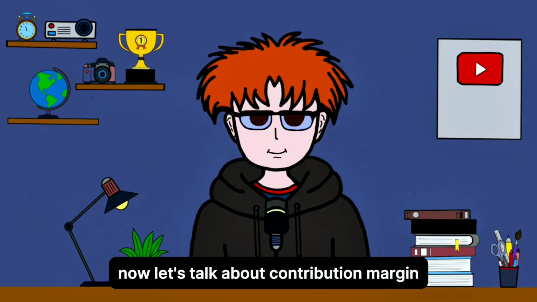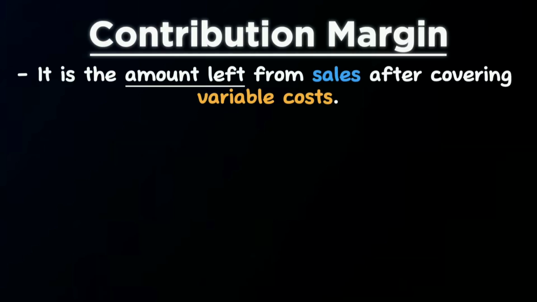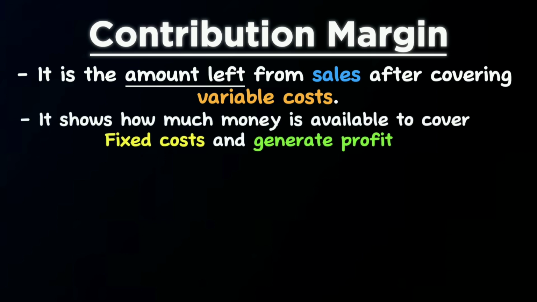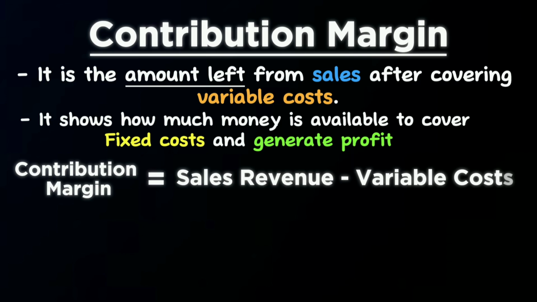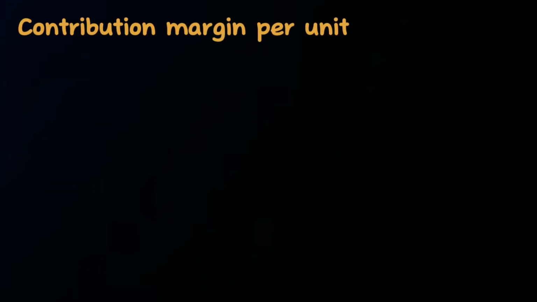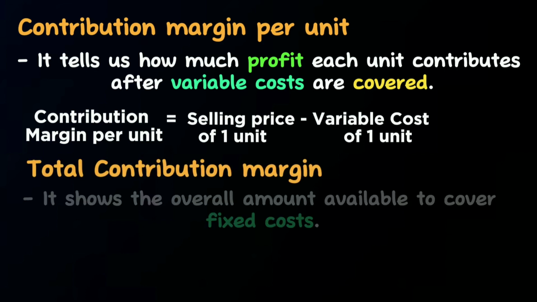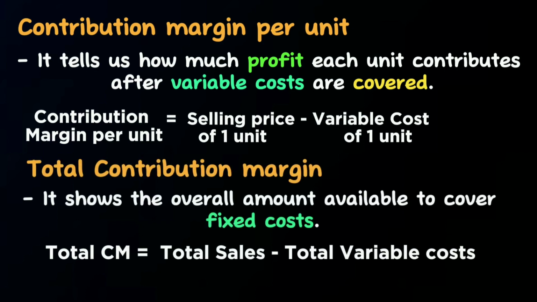Now let's talk about contribution margin, one of the most important concepts in CVP analysis. Contribution margin is the amount left from sales after covering variable costs. It shows how much money is available to cover fixed costs and generate profit. The formula is simple. Contribution margin is equal to sales revenue minus variable costs, and this can be calculated for a single unit or for total sales. The contribution margin per unit tells us how much profit each unit contributes after variable costs are covered, while the total contribution margin shows the overall amount available to cover fixed costs.